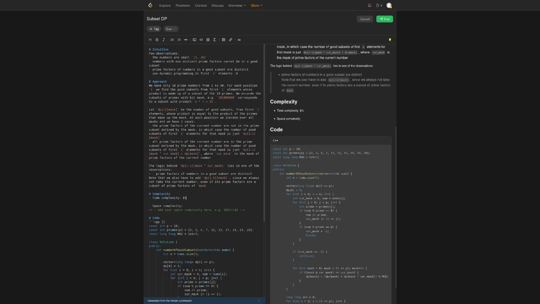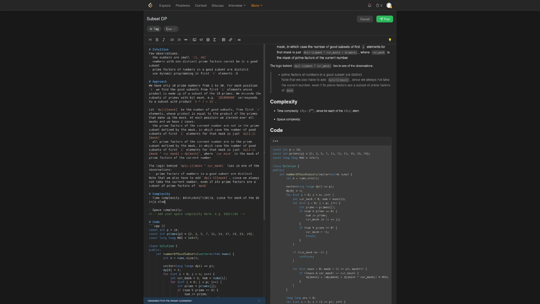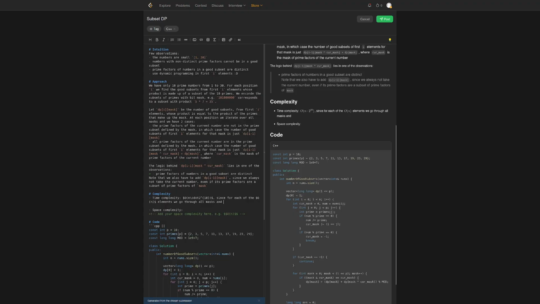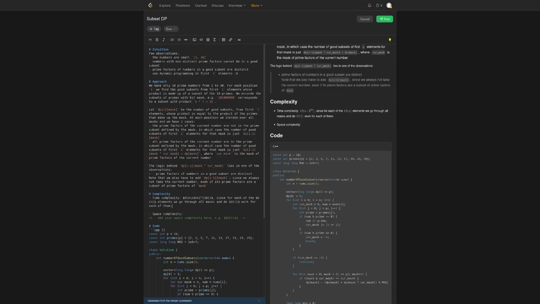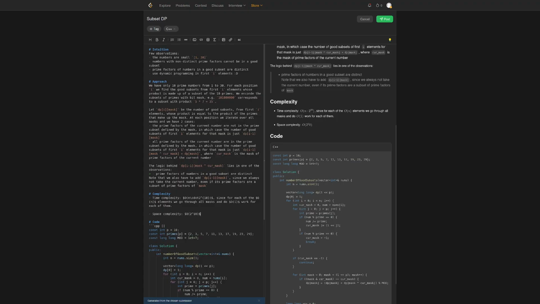Time complexity O of n times 2 to the power of 10, since for each of the n elements we go through all masks and do O(1) for each of them. Of course, a LaTeX moment.